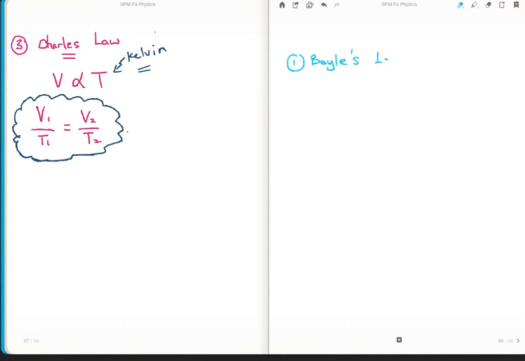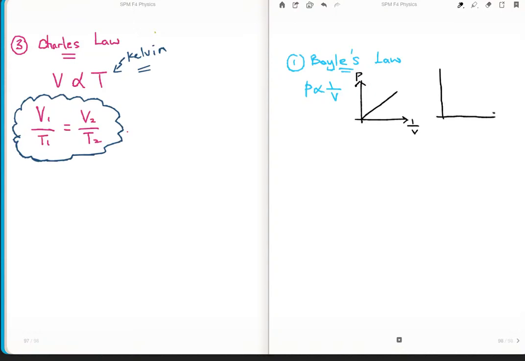Boyle's law. How should the graph look like? You have P inversely proportional to V. There are a few ways it can look in maths. If it were to be P versus 1 over V, then it will always be directly proportional, a straight line. No doubt.